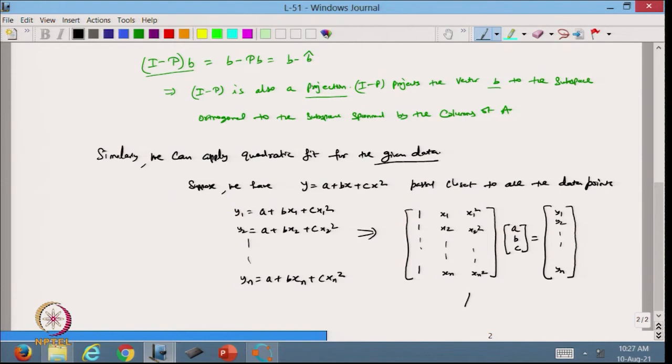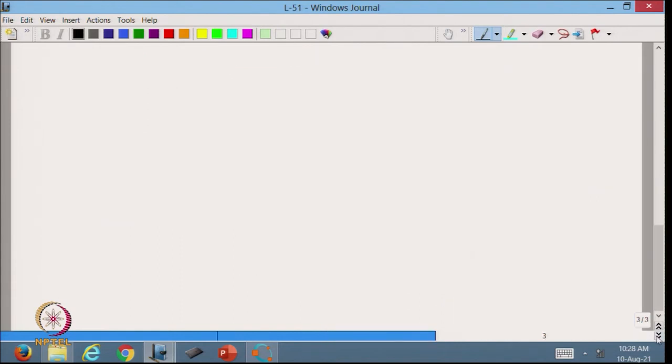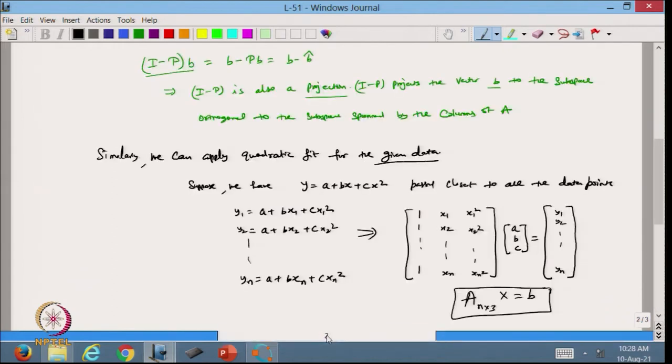So, also I can say that in this case I have a matrix that is of order n cross 3, and this on the right hand side. So, in this case I get the same system, only the condition is that the matrix now has 3 columns made up of 1, x i and x i squares. So this is my equation I have.